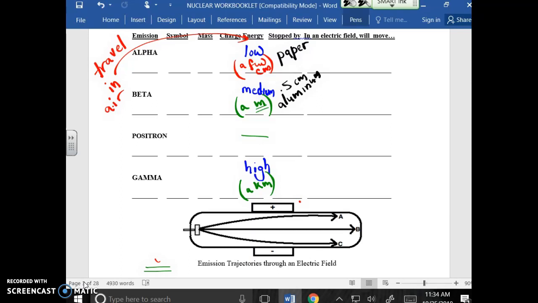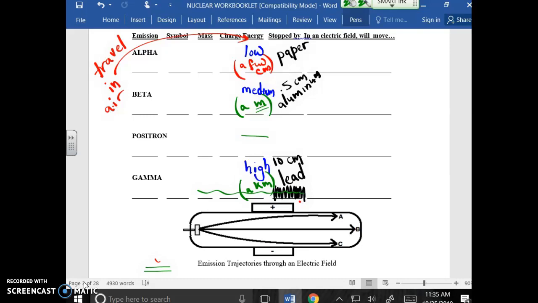Now, if you want to stop gamma, you need a really, really dense material like lead. And not just lead, you're going to need about 10 centimeters of lead. That's about 4 inches of lead. That's a pretty thick piece of lead in order to protect you from these gammas. They penetrate, and then they're stopped eventually. But they're extremely penetrant particles.